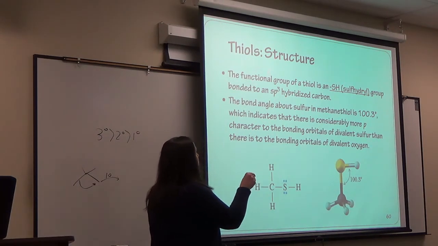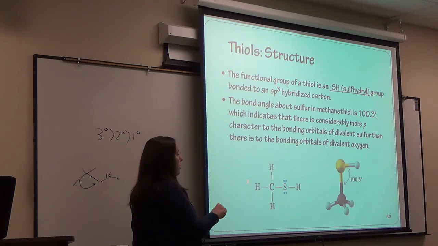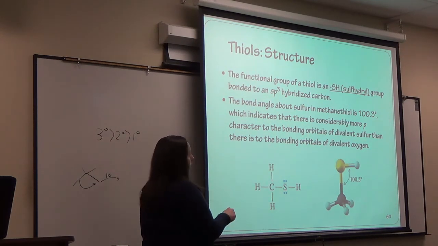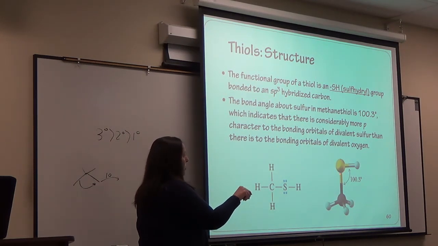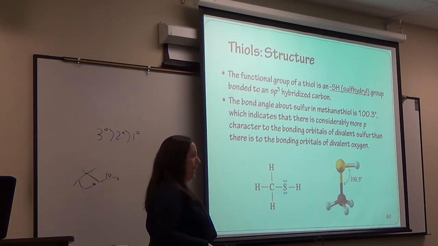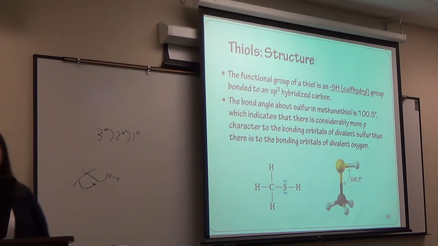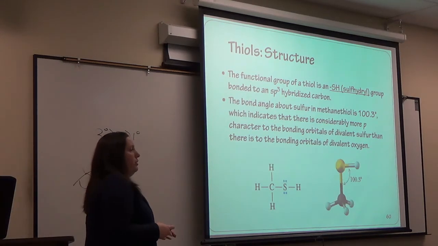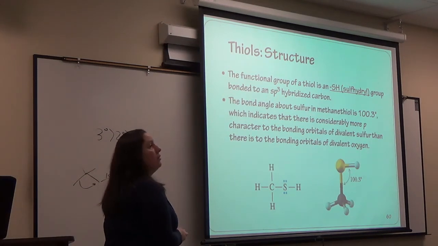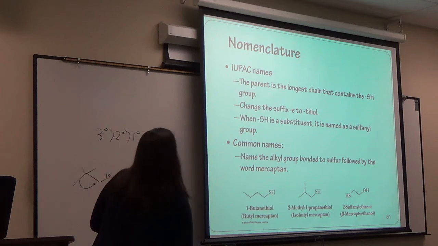It's still sp3 hybridized, so you have the tetrahedral carbon here, similar bond. Remember that the sulfur is bigger, so there's a slight difference in the angle. You still get that bent shape, a little bit of deviation from the 109.5, so a little bit more deviation because the sulfur is so big, but a similar structure there.